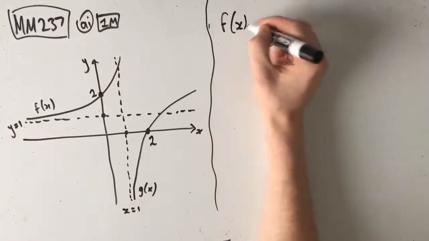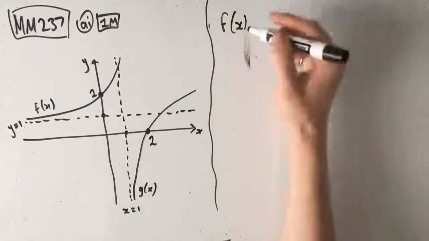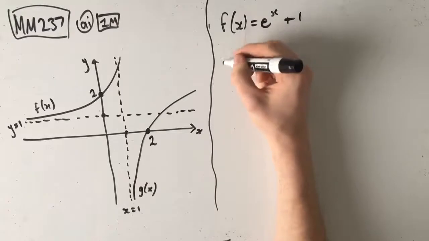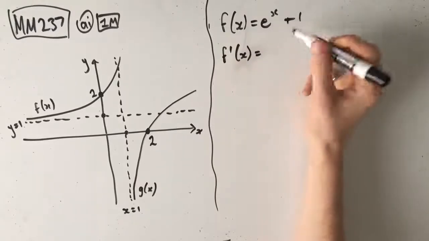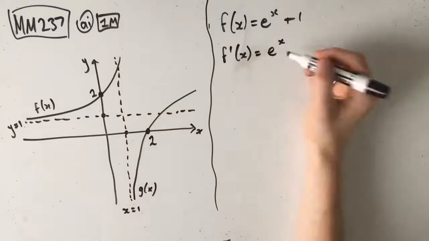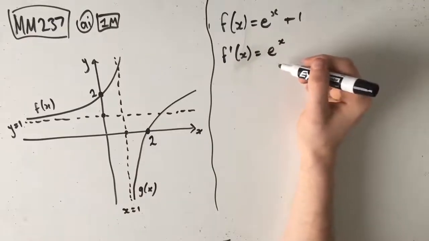So we know that f of x is equal to e to the x plus 1, which means that our gradient function is the derivative of e to the x, which is simply just e to the x, and the derivative of 1 is just 0. So our gradient function is just e to the x.